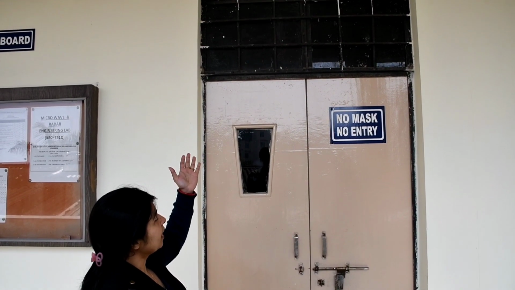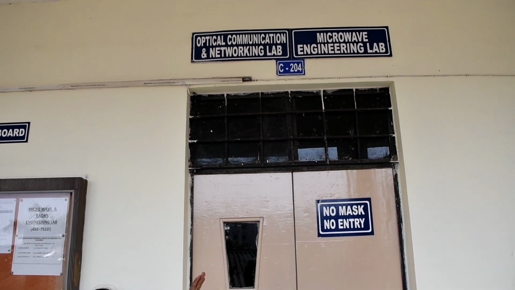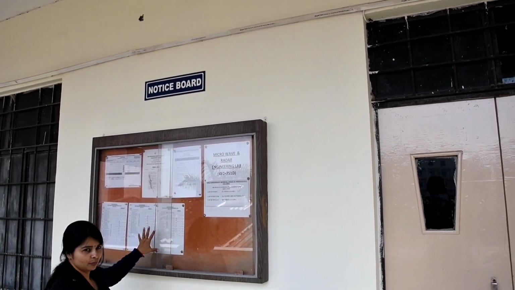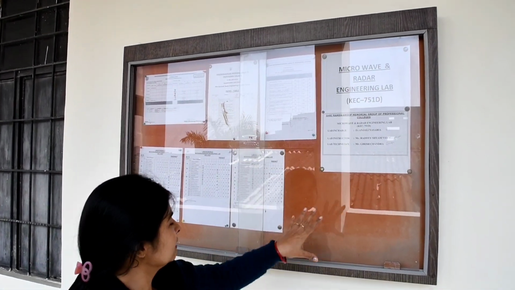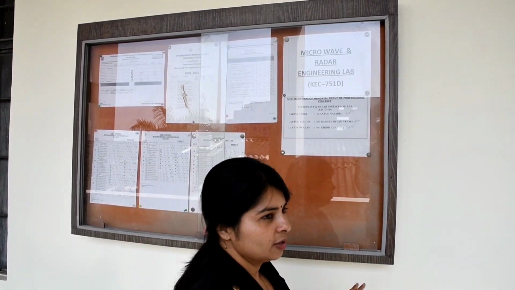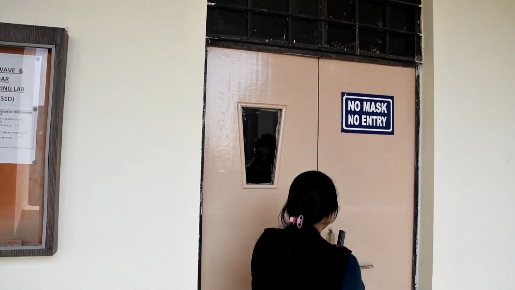This is our microwave engineering lab. This is the notice board on which you can see the displays. This is the timetable, the index, and here are all the listings done. So let's move to the lab now.